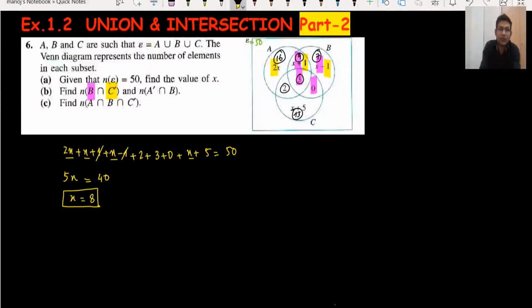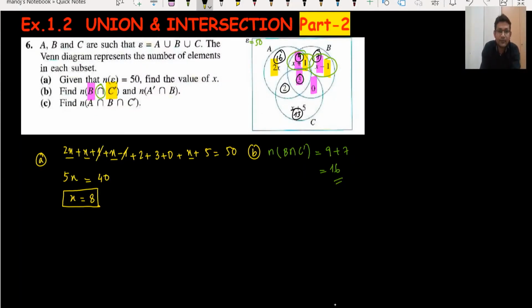Okay, now just observe one thing. In part B, this is the A part. Now for the intersection, what is common in both the colors? The common areas are this one and this one. So the number of elements in B intersection C complement is equal to 9 plus 7, and that comes to 16. That's done.